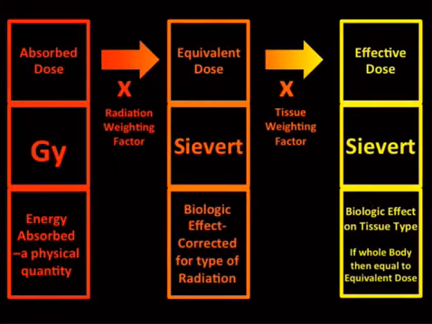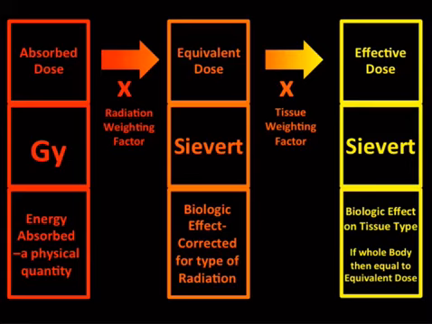So this is a flow chart that is in my book that I use to distinguish between these things. So gray is a term for energy absorbed. It's a physical quantity. So this is your absorbed dose, or your radiation dose. It's basically the amount of energy absorbed per unit mass at a specific point. It's measured in gray, or rads, which is another unit. 100 rads is 1 gray. And this is how much energy from ionizing radiation has been absorbed in a small volume.